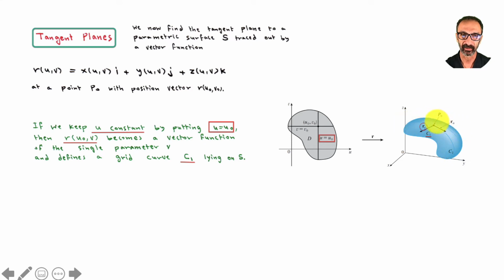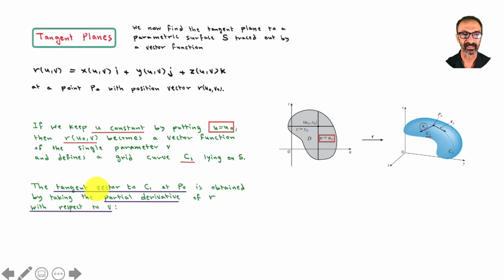And C1 is going this way. Why is this happening? Because we are fixing u to be u sub 0 and v changes. So we're moving in one direction, tracing where the values of v change but not u. The tangent vector to C1 at this point p sub 0 is obtained by taking a partial derivative of r, of course, with respect to v, because u is constant.